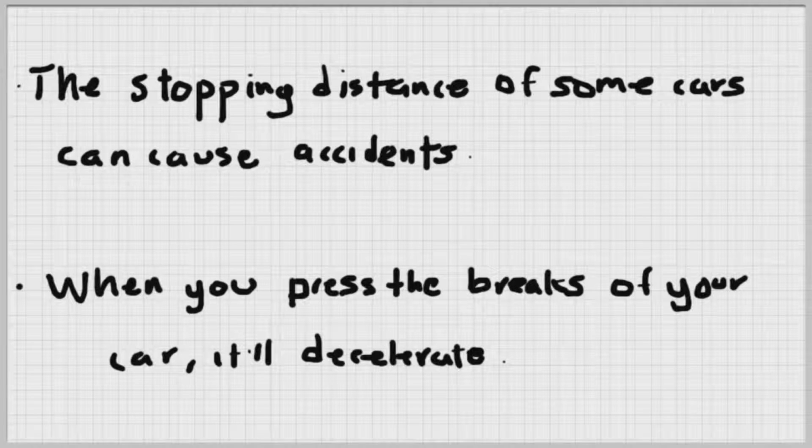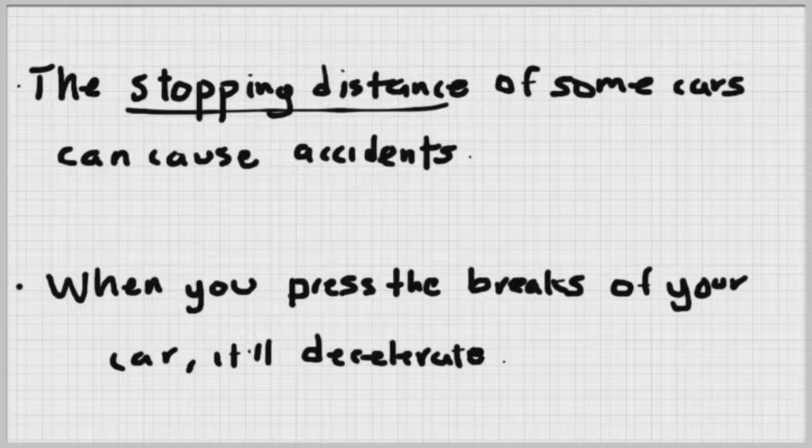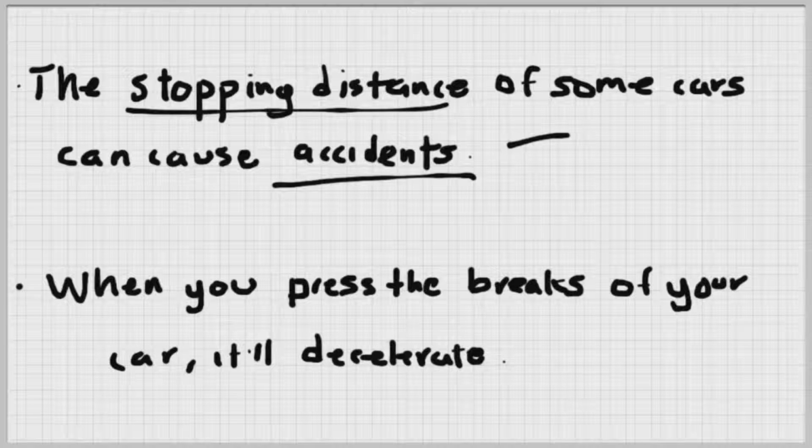Example number 1. The stopping distance of some cars can cause accidents. Well, the longer the stopping distance is, the more time it will take this car or this object to fully stop. And of course, if this distance is very long, it can cause an accident and it can be potentially deadly. Second example, when you press the brakes on your car, it will decelerate.